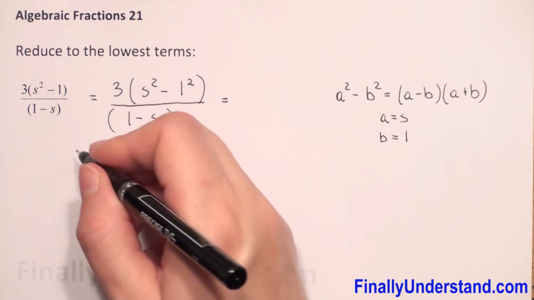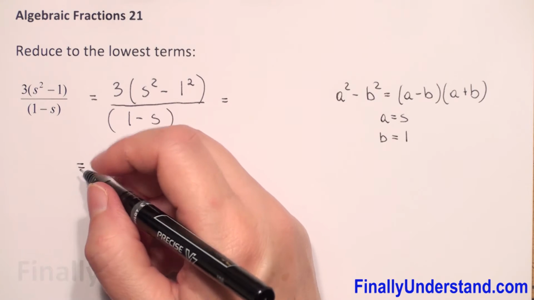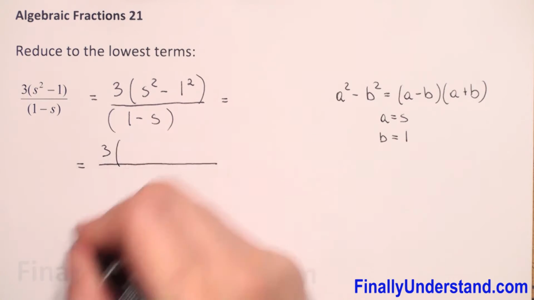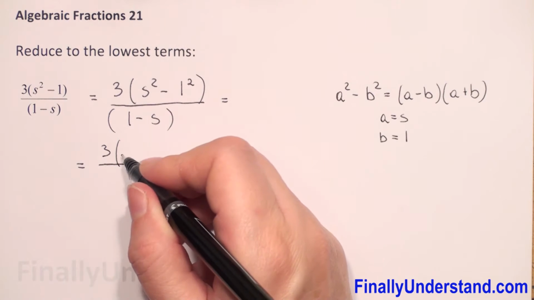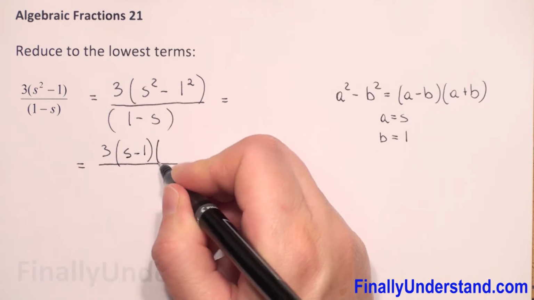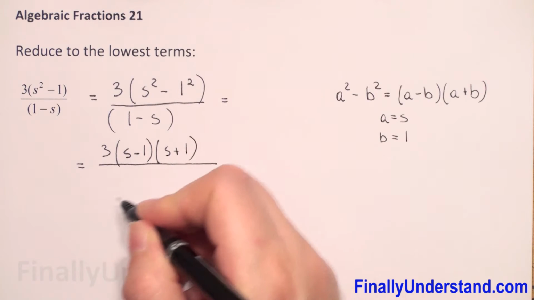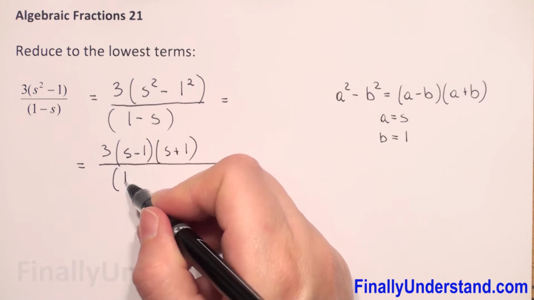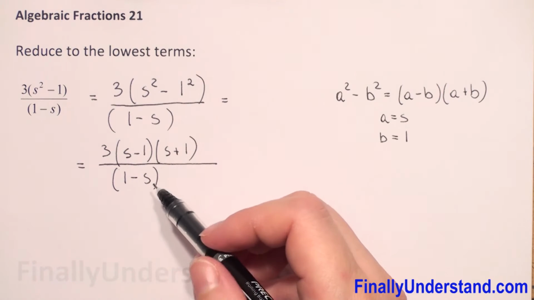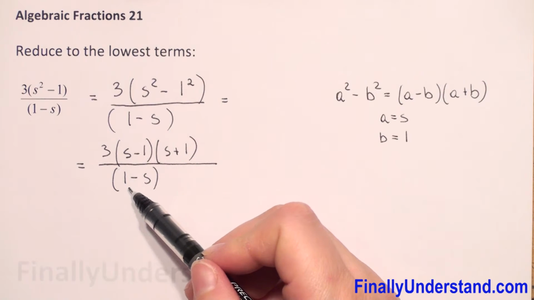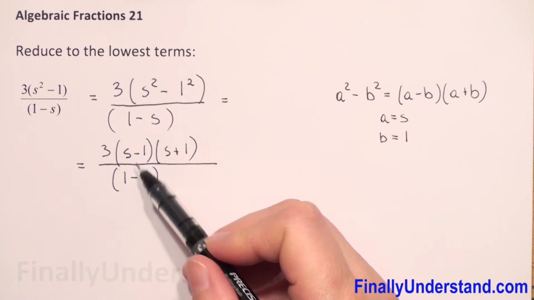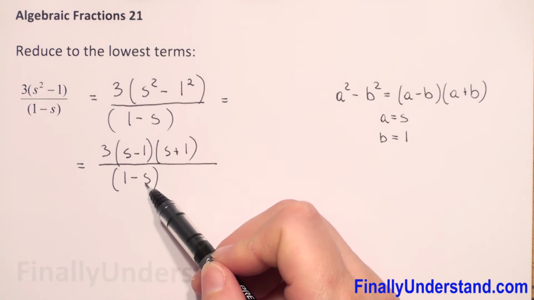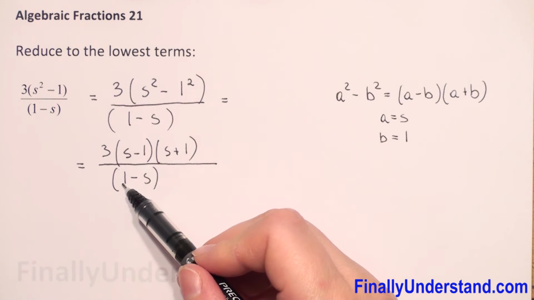So we can rewrite our numerator and we will have 3, and in parentheses we will have now (s minus 1) times (s plus 1) over 1 minus s. Now we see that we have almost the same expression in the numerator like in the denominator. We have only s and negative s, negative 1 and positive 1.